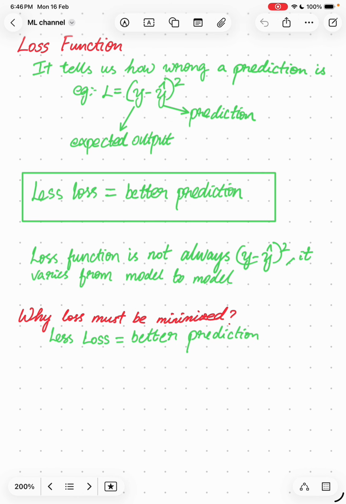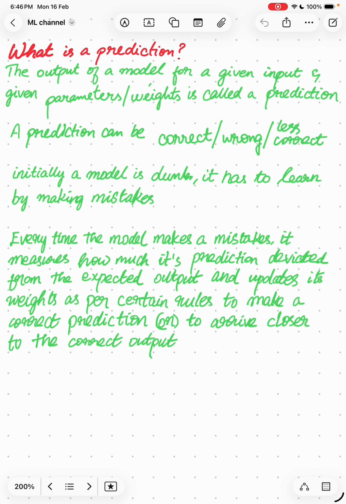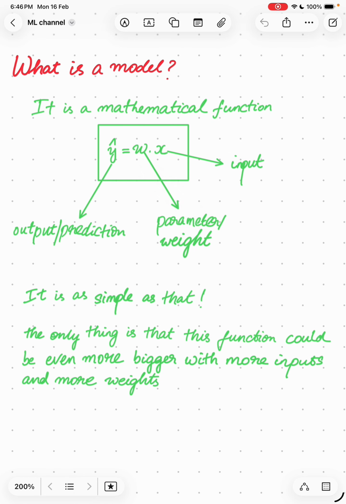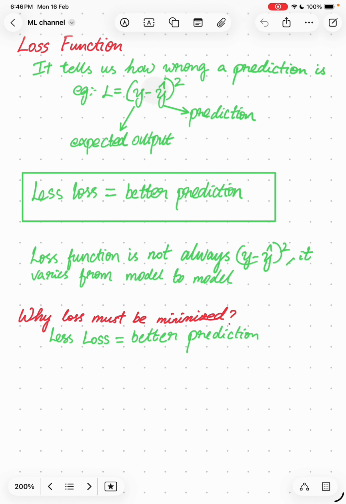What a loss function is. Guys, I told you a model actually predicts an output. That output can be wrong as well. So a loss function is something that tells us how wrong the prediction of a model is. So for the model that we have taken, y is equal to wx, the loss function is L is equal to (y minus y dash) whole square. So y dash is our prediction, y is the expected output, guys. So we are squaring the difference of the expected value and the prediction of the model. That will give us a value called loss.